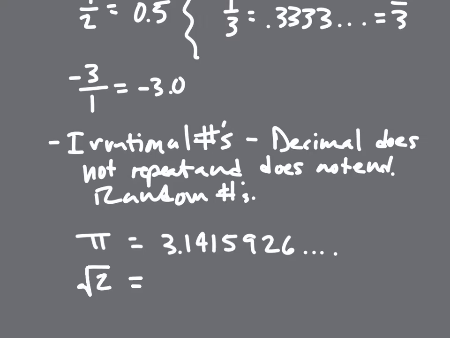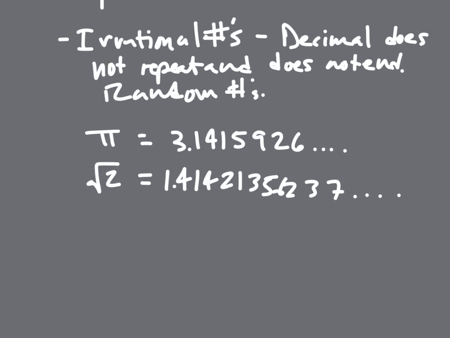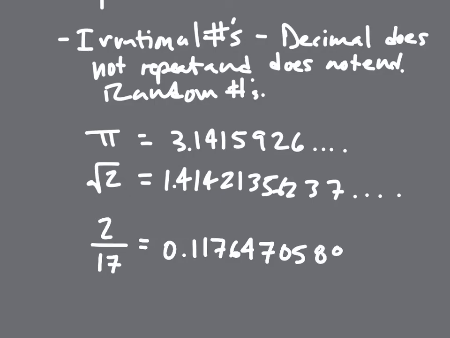That number is 1.4142135623, and so on. That number is not going to repeat. It's not going to end. It's just going to keep on going forever and be random. Another irrational number that we can say is, say, 2/17. 2/17 has a decimal value of 0.1176470588824.